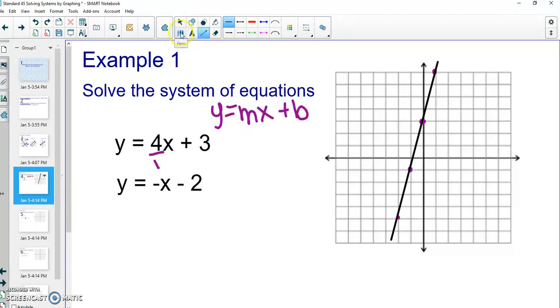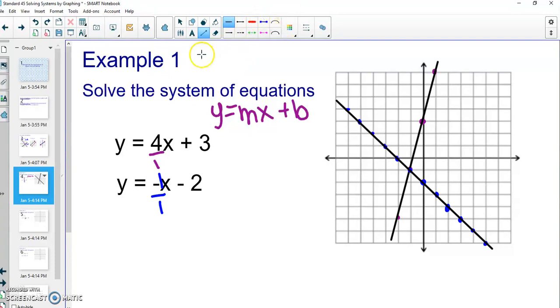Since it's a system of equations, I have to graph both of them. The second one, I have y equals negative x minus 2, so I'm going to start down here at negative 2. Remember, our slope is going to be negative 1 over 1, so I'm going to go down 1, right 1, down 1, right 1. It's important that you continue these points all the way through your graph, also going in the opposite direction, so that we can easily see where these cross. Now I'm going to draw my line through these points.